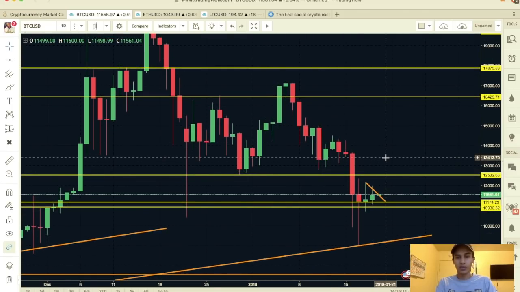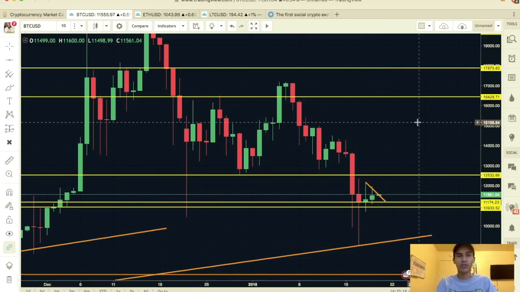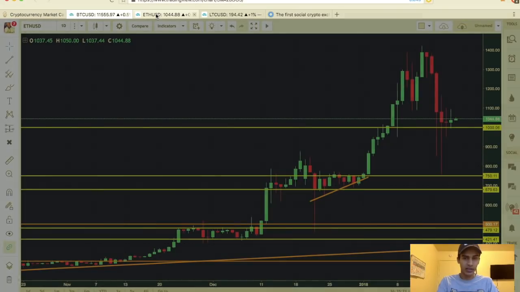You know, the technicals show that we might just make it up to 13,000 here, but who knows? The bull run might, you know, a lot of people might just hop on the train and it might push it even further. But we'll wait and see how that happens.